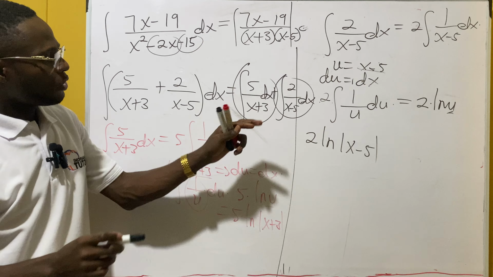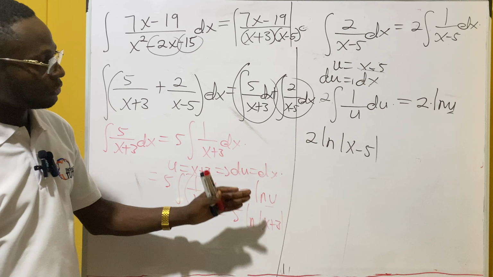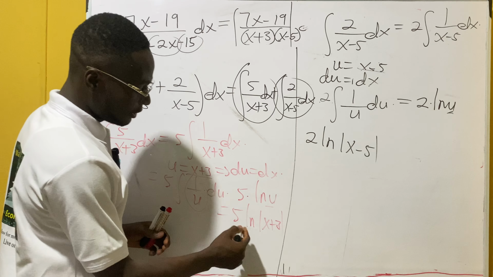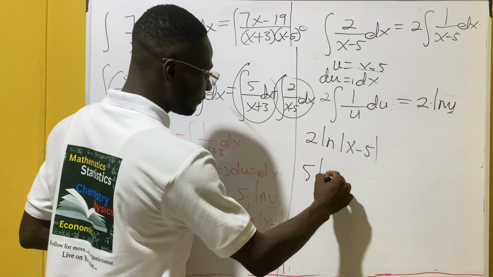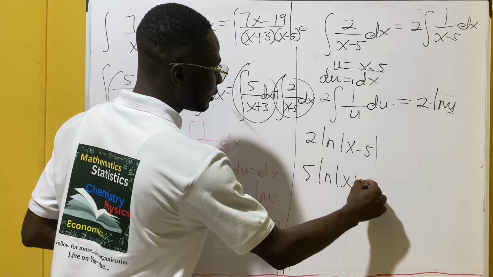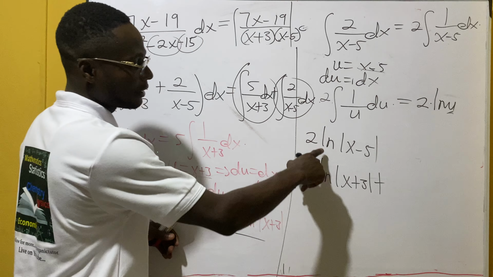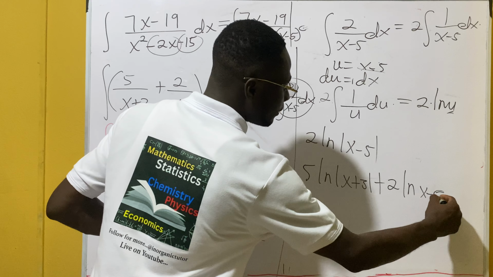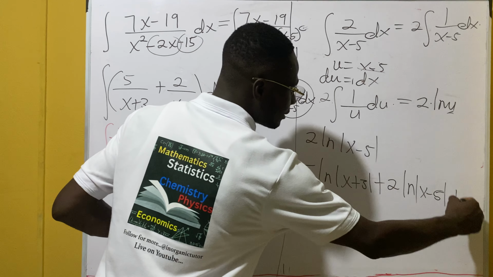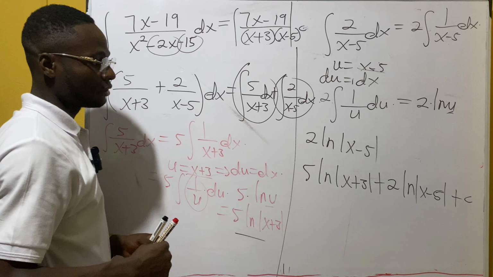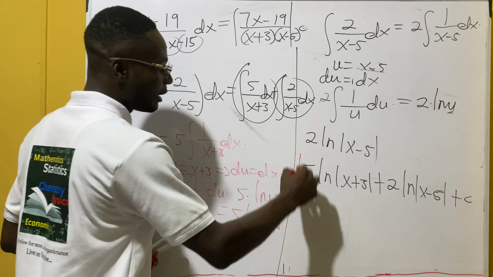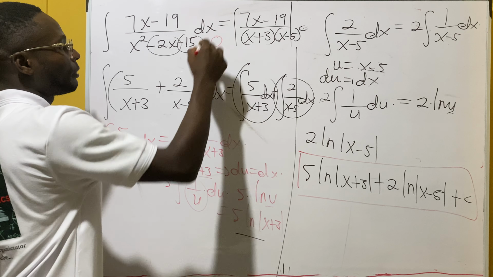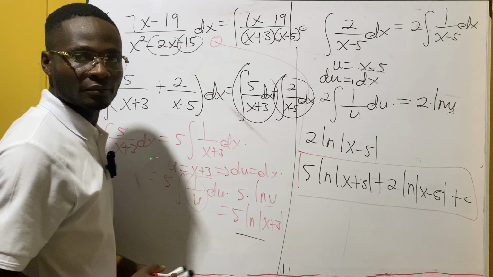So of course, we are done with every integration. So combine both integrals. We have 5 ln of x plus 3 plus the second term, which is 2 ln of x minus 5, plus our constant of integration. And of course, that will be the final solution to this particular problem.